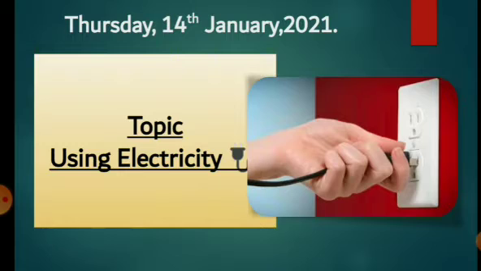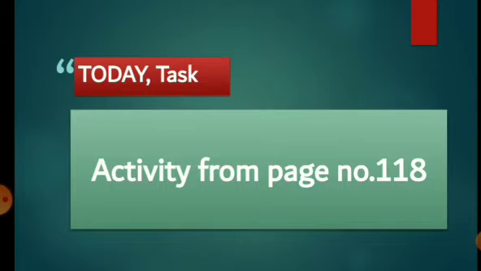As today is Thursday, 14th January 2021, our today's topic is using electricity, and our chapter name is electricity. Today we are going to do the activity from page number 118 of the chapter using electricity. Okay students, I want to clear the main theme of your activity. I will share some electric appliances. You will tell me when you switch on the things below, do you get movement, heat, sound, or light?